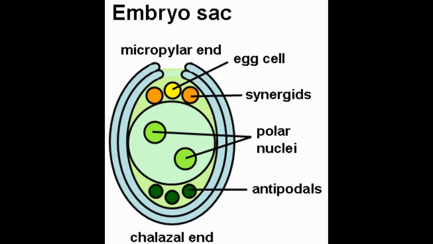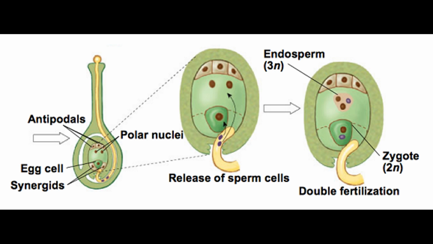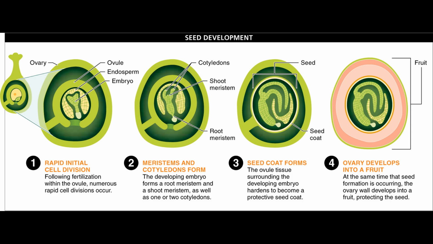One of the sperm cells fertilizes the egg to form a zygote, and the second sperm cell joins the other two polar nuclei. This union will develop into the endosperm, and this is known as double fertilization. The endosperm is sort of the food bank for the seed to develop. The ovary grows into the fruit and the ovules develop into the seed.